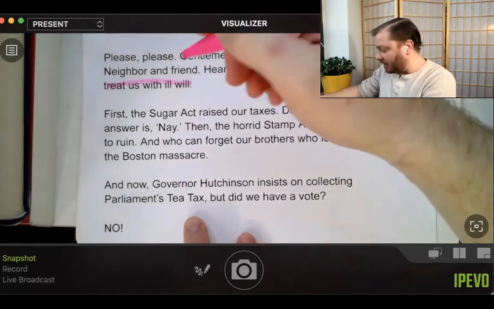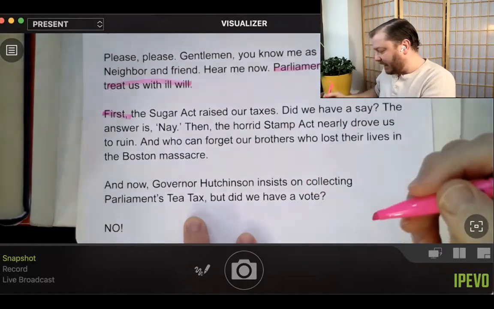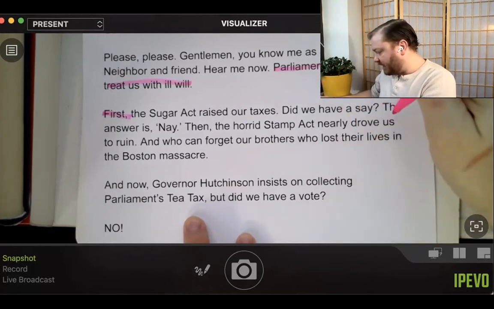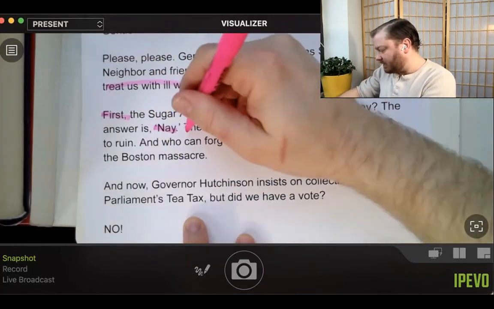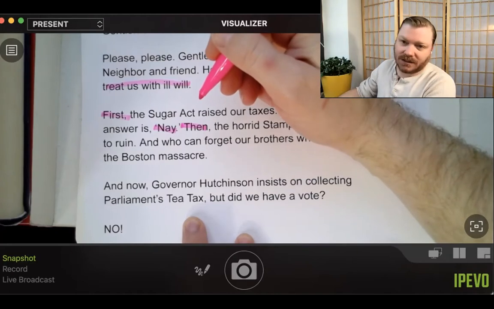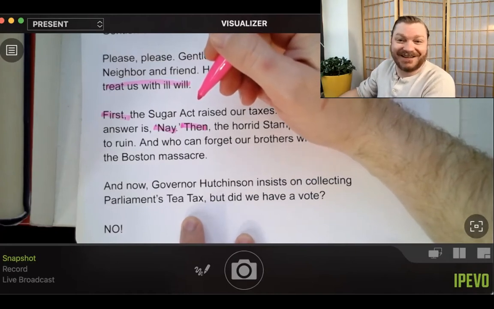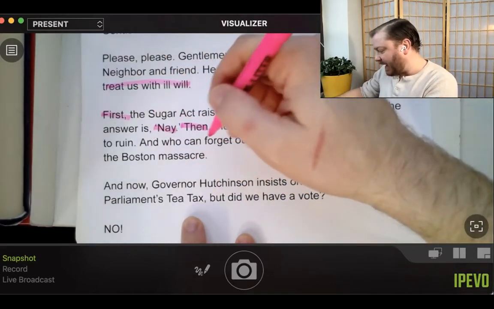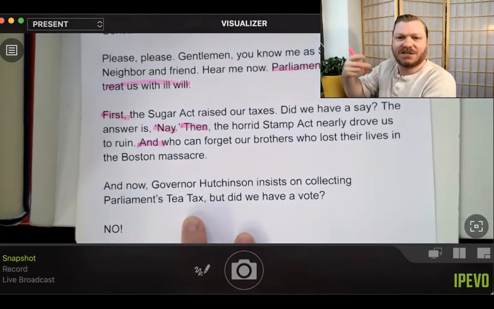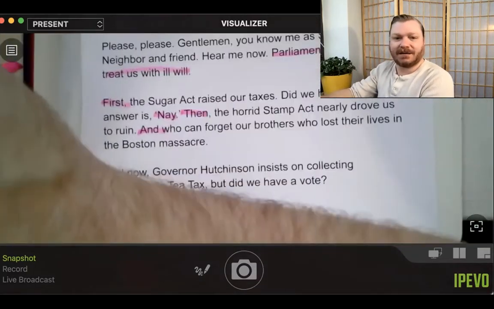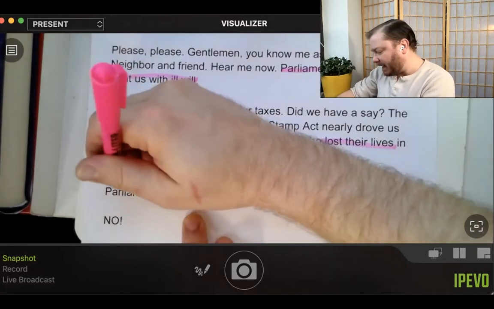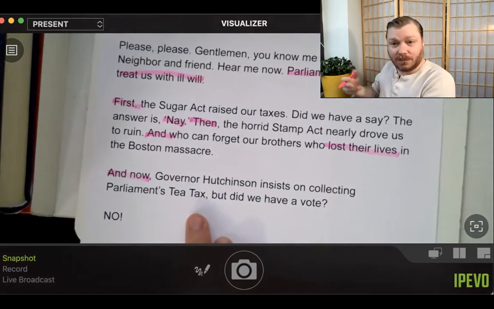But then look right here. It says first, the Sugar Act. Okay, so now I'm thinking, is this problem solution or is this chronological? "Did we have any say? The answer is nay." More problems. Then, I'm deciding whether this is problem and solution or chronological. "Stamp Act drove us to ruin." And so it looks like first, then, and "who can forget our brothers who lost their lives." Ooh, all these problems. And now more chronological, more sequential.